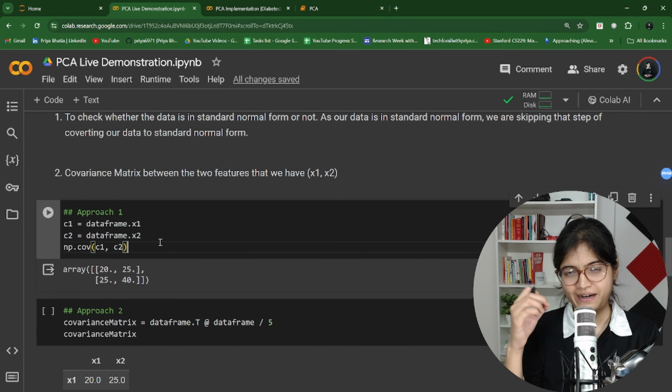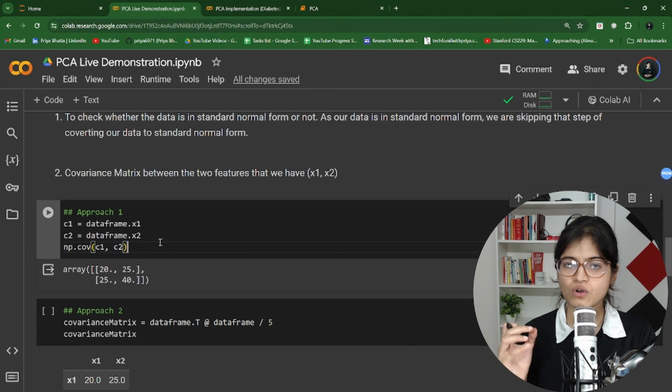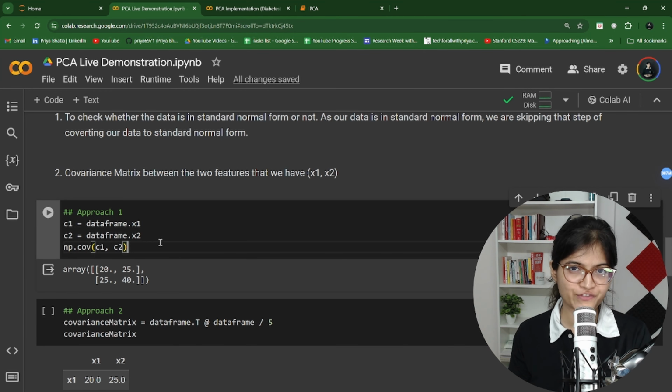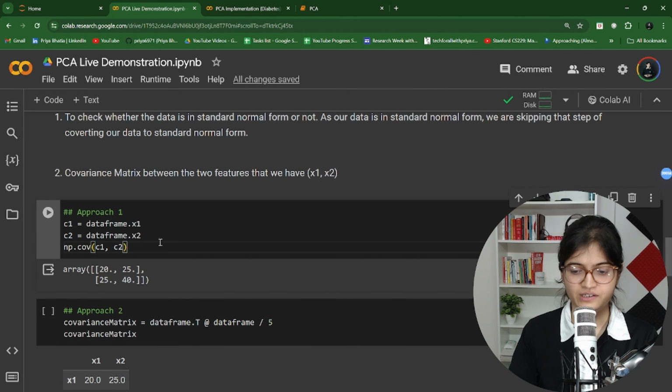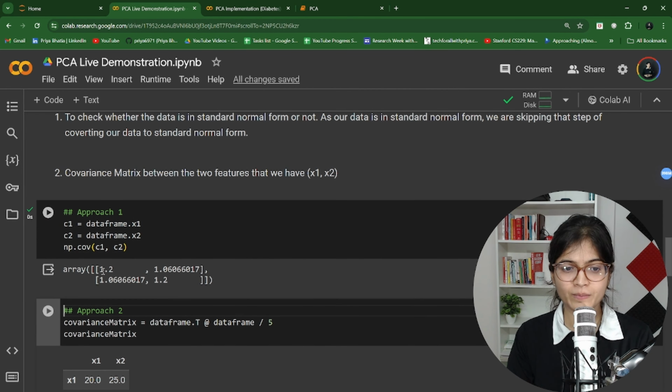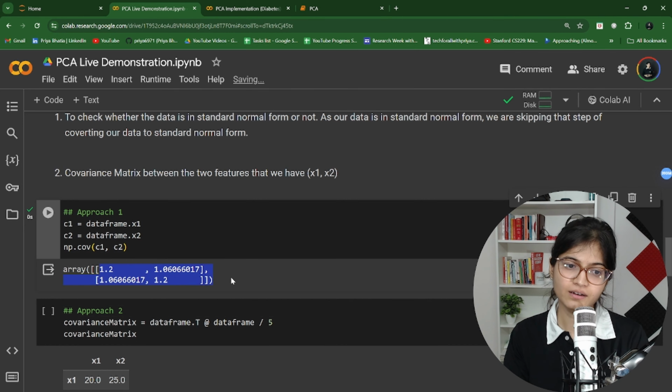Now one way to directly evaluate the covariance matrix is to call, in NumPy, the function cov. We can directly call that, and that function will give us a matrix. If I just directly run this, you will be able to get a covariance matrix in a wonderful manner.